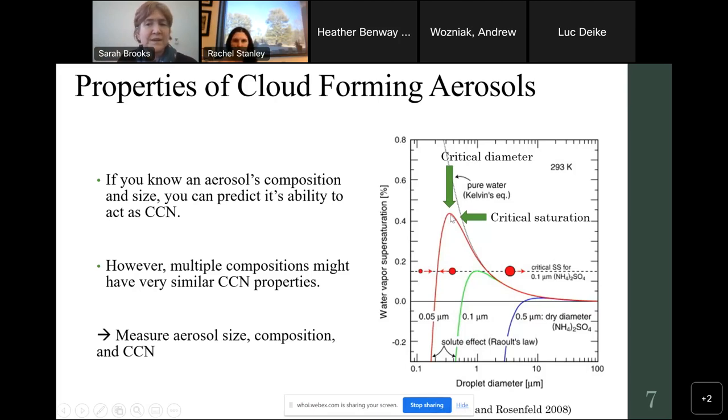These are ammonium sulfate particles, for example. And what we see is the small particles require a higher saturation. As the particle gets bigger, or the initial particle size is bigger, the required saturation is lower, and the required diameter does shift a bit larger. And that carries on for size. Composition also has an effect. It's a little more complicated, but the key is if you know the composition and the size, you can calculate the CCN ability.